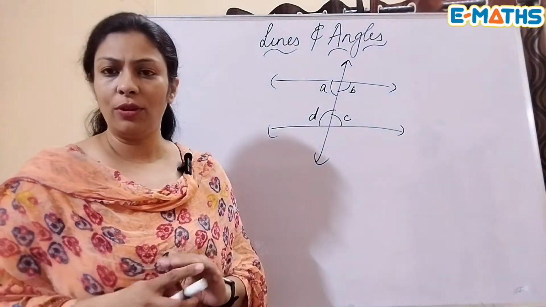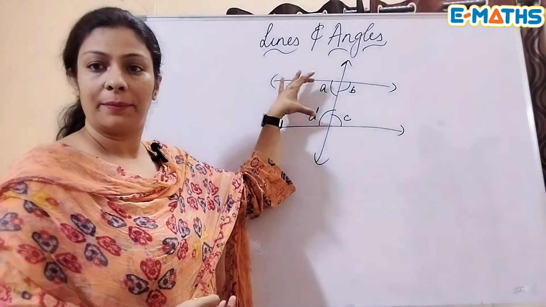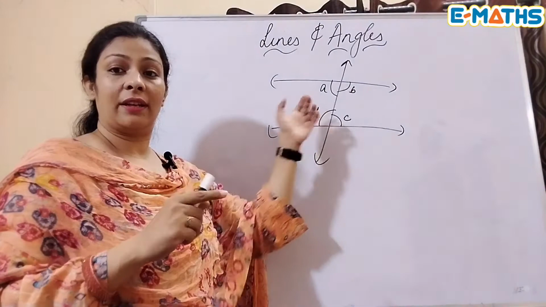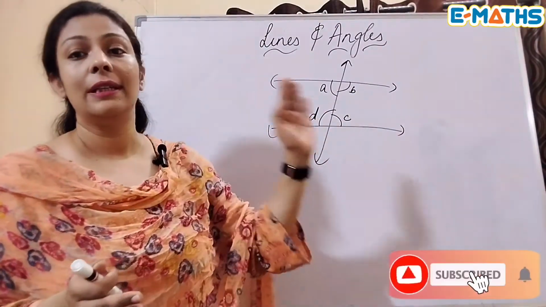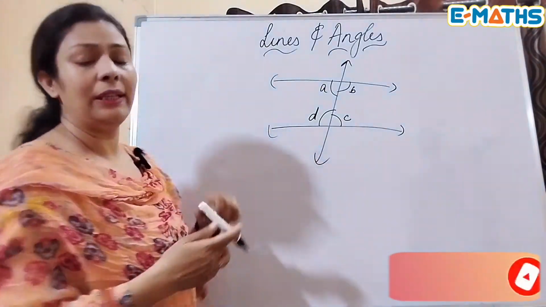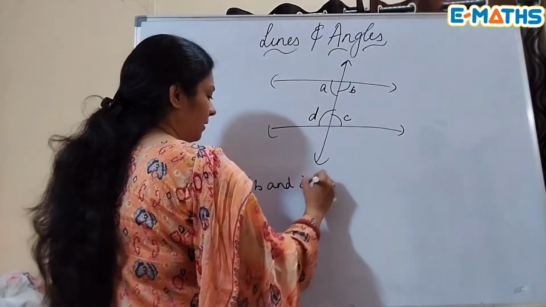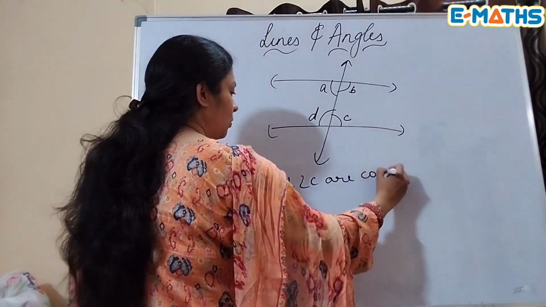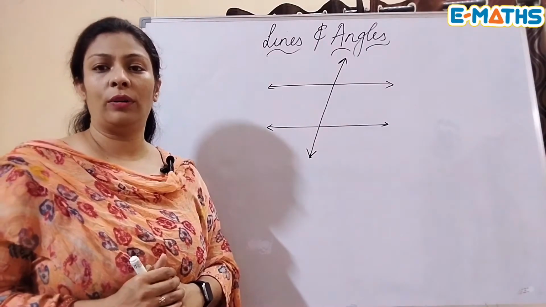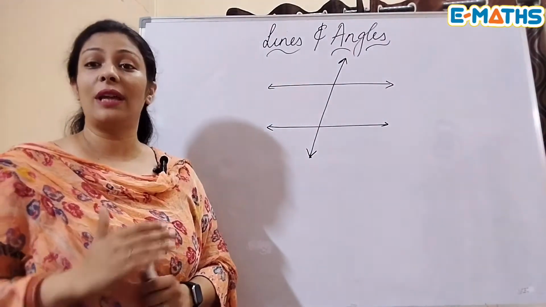Now, as the name goes, interior, again we are going to look at the angles that are between the two lines. Alternately, we were taking one on this side and one on the other side. Now, co-interior has to be on the same side and in the interior, that means in between the two lines. So you can easily make that out. Here, angle B and angle C are co-interior.